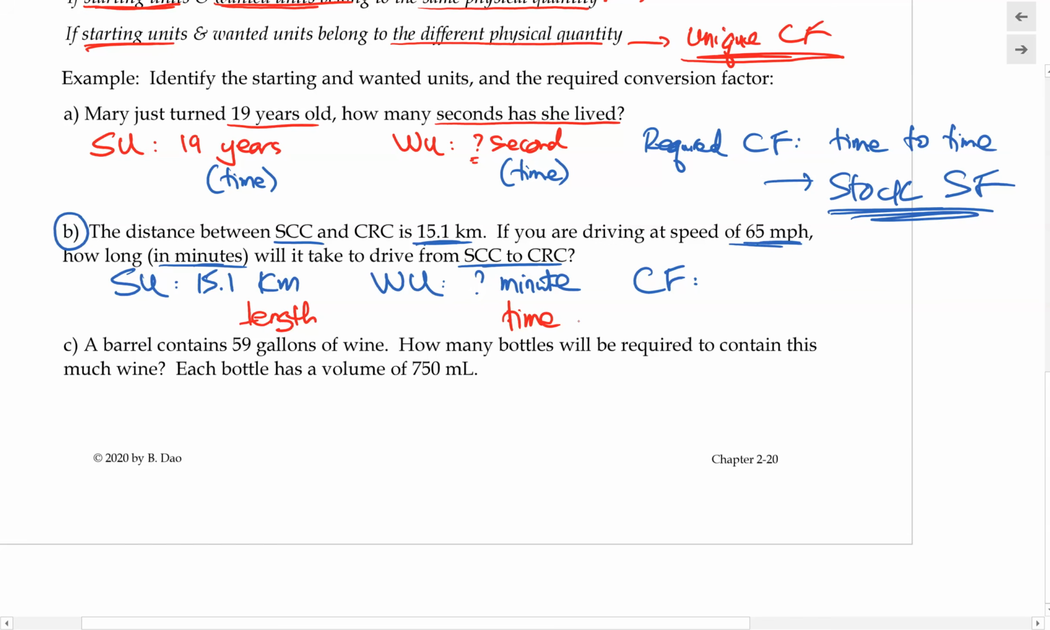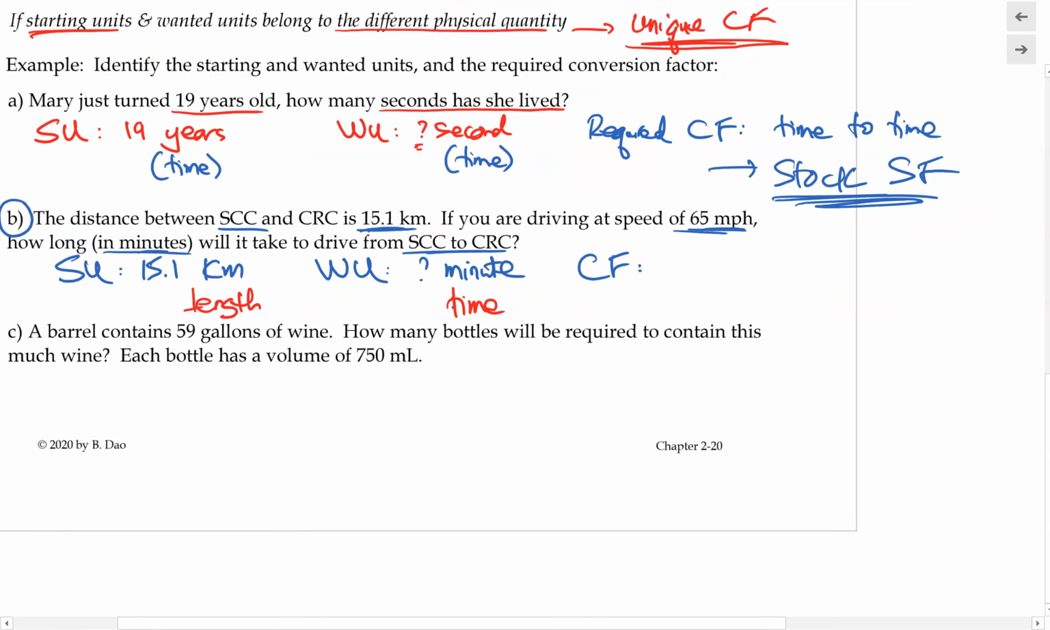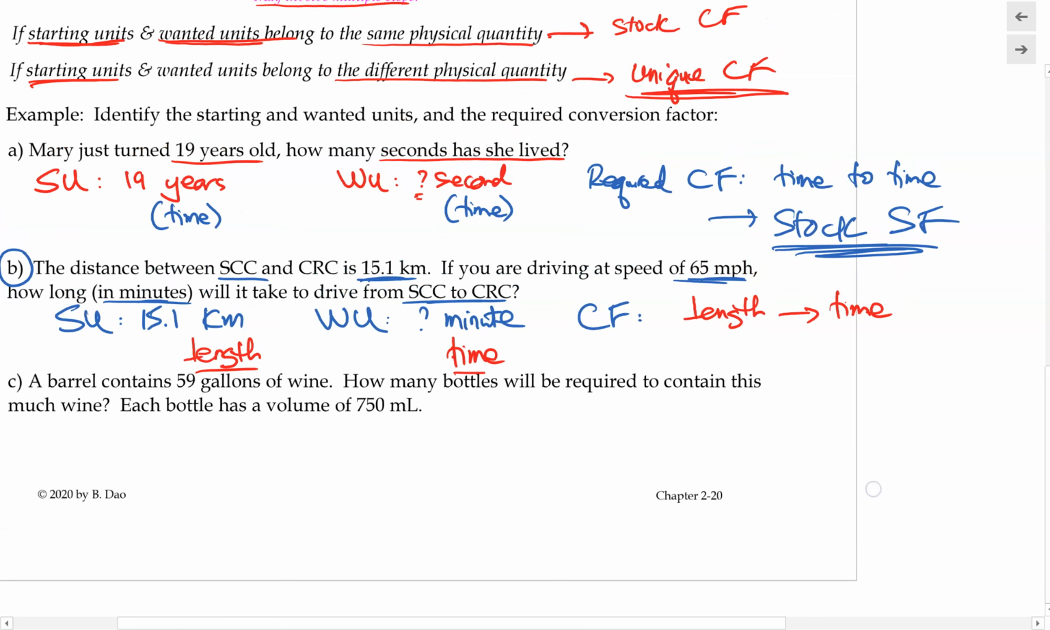So in order for us to actually solve this problem, we need to use a conversion factor that relates length to time. So that's what it is. Something that will convert length into time. So that is the required conversion factor. And that's something that we need to start looking for in the problem, because length is one physical quantity and time is a different physical quantity.